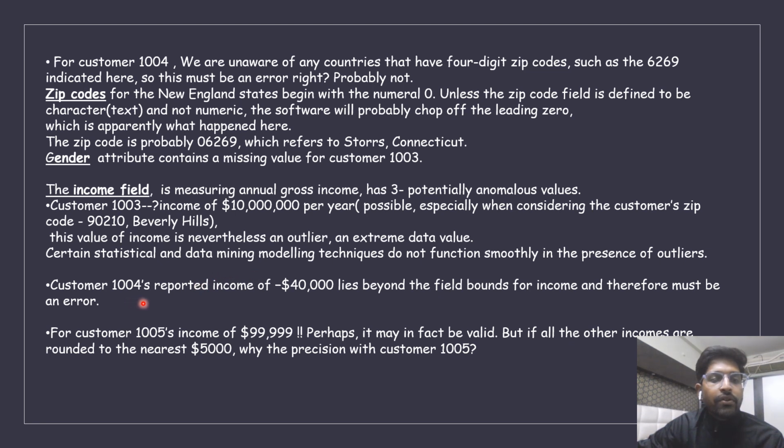Customer 1004's income is minus $40,000, which is not possible. Hence, it is also an error in the database. For customer ID 1005, the income is 99,999, which may also be considered an error because incomes are usually rounded off to the nearest 5,000, so it must be rounded off. So this is also an error in the income field.